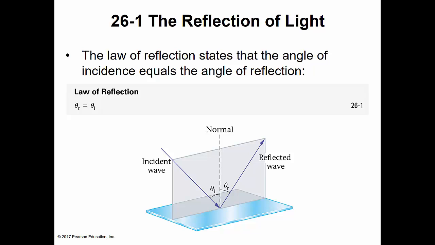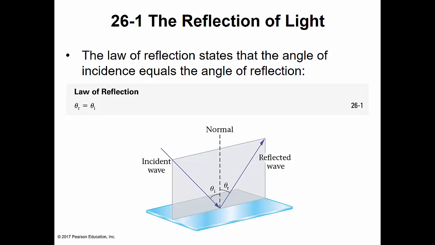The law of reflection states that the angle of incidence equals the angle of reflection. In this diagram, you see a perpendicular line drawn to the mirror called the normal. The incident wave is illustrated by a purple arrow that is hitting the mirror where the normal intersects it. The angle between the incident wave and the normal is called theta I, or the angle of incidence.